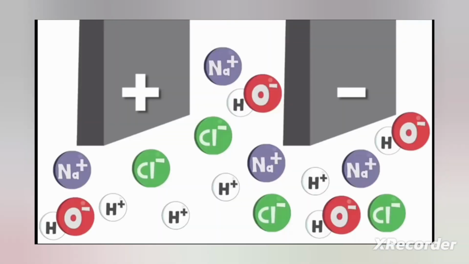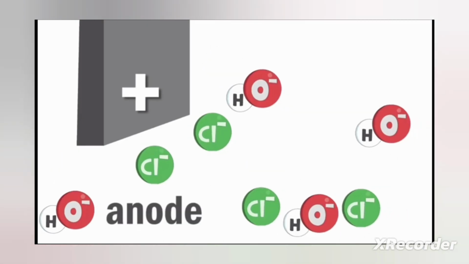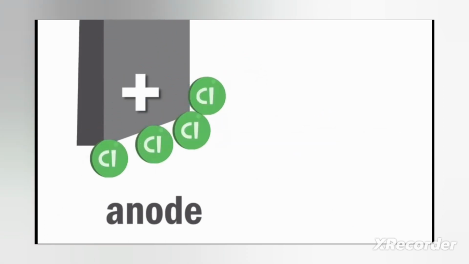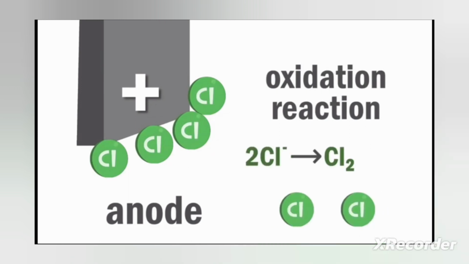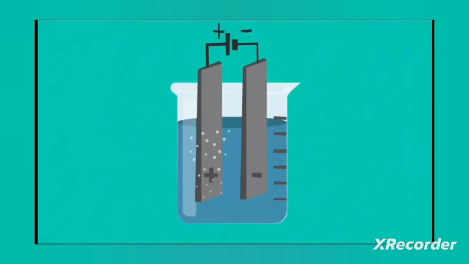Let's look at what's going on at each electrode. The anode is positive and attracts the negative chloride and hydroxide ions. The chloride ions give up their electrons to the anode and are oxidized to chlorine molecules. 2 Cl- ions need to be oxidized to make a diatomic chlorine molecule, and 2 free electrons are produced. The electrons are given up to the anode, and the chlorine gas bubbles up to the surface of the cell.